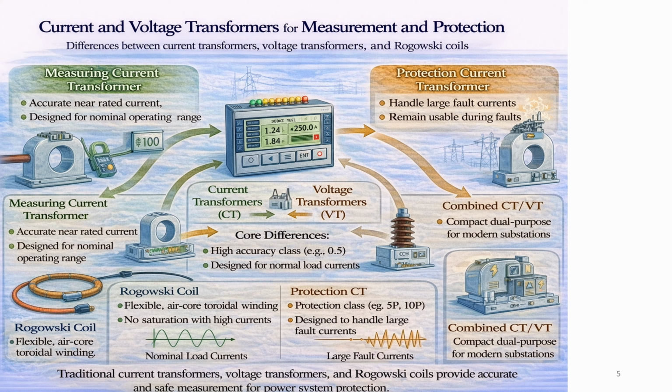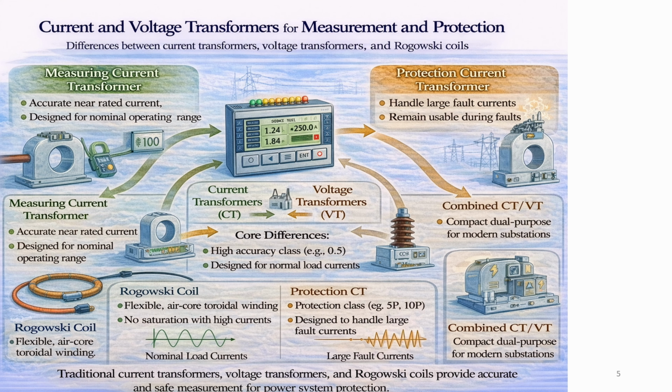Accuracy of measuring current transformers is defined by current and phase angle errors. In energy metering, accuracy class must be not worse than 0.5. This means current error must stay below 0.5%. Phase angle error must stay below 30 minutes.